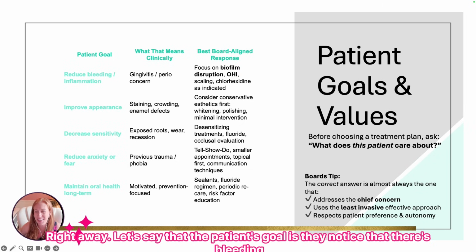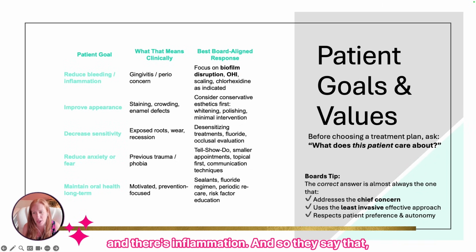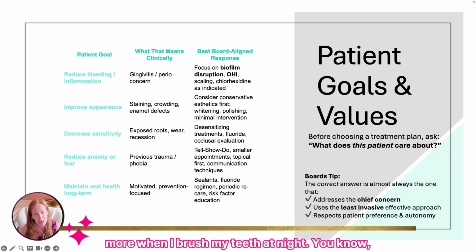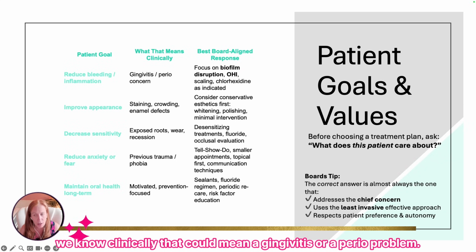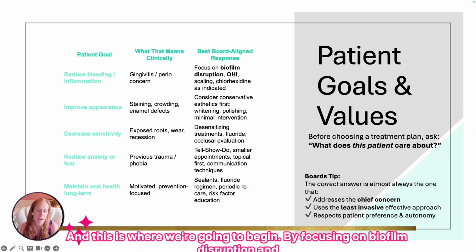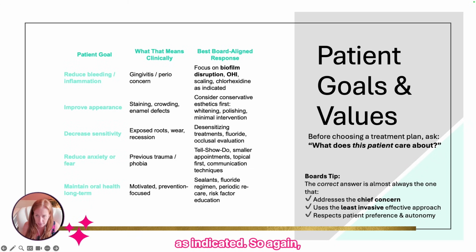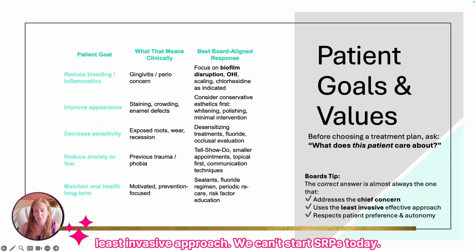Right away, let's say that the patient's goal is they notice that there's bleeding and there's inflammation. And so they say, I've noticed that my gums are starting to bleed a little bit more when I brush my teeth at night. We know clinically that could mean a gingivitis or a perio problem. And this is where we're going to begin by focusing on biofilm disruption and oral hygiene first. Then we might move into scaling and using medicaments as indicated. So again, least invasive approach.